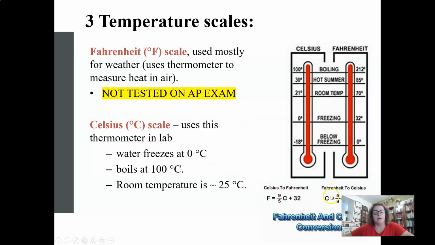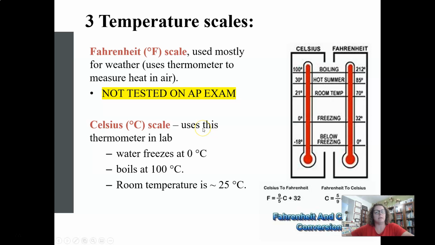So I did put the equations of Celsius and Fahrenheit, because as you see right there, it's not a very simple calculation where you just add and subtract something. You have to multiply, divide, and add, or multiply, divide, and subtract. So it's a little bit more complicated.